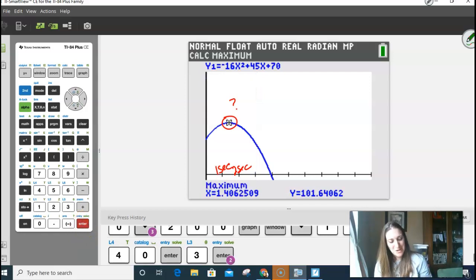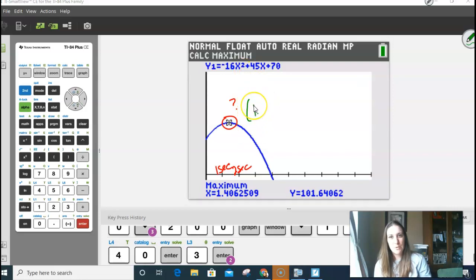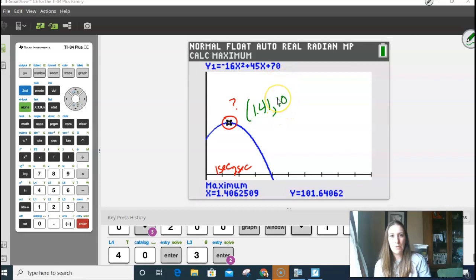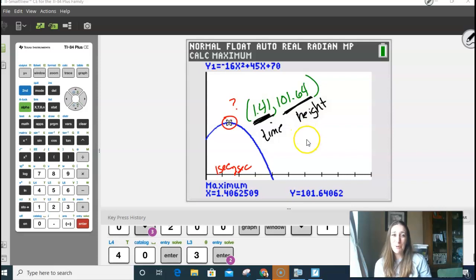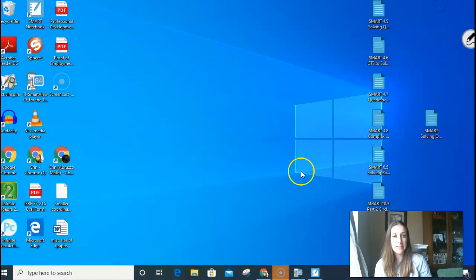There we go. So this maximum right here, this ordered pair is 1.41, comma 101.64. I'm going to the 100th always on these. So I got to think about what this means, right? This is time, and then this is height or position. So the question was, what was the maximum height? And I'm going to write down 101.64 feet.